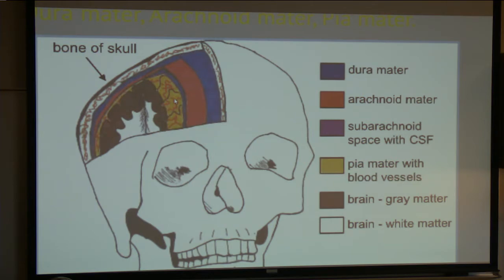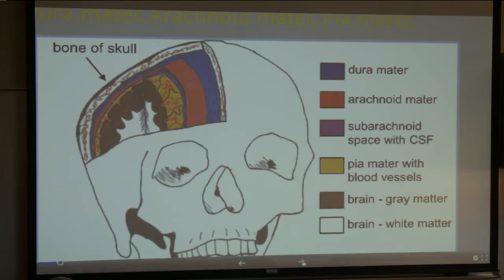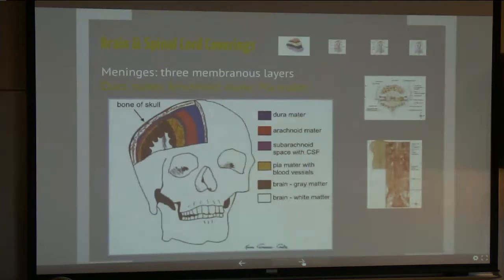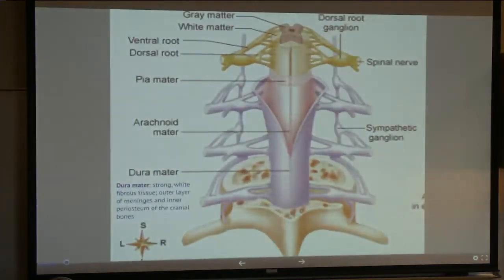Pia Mater has these blood vessels associated with it, as you can see with this picture. And then we have the gray matter and white matter of the brain. Okay, so that's the different layers and their locations in relationship to each other. This picture right here shows all three layers yet again, but this time we're looking at the spinal cord. Again, Dura Mater in this picture is in purple, and we can see it's the outermost.